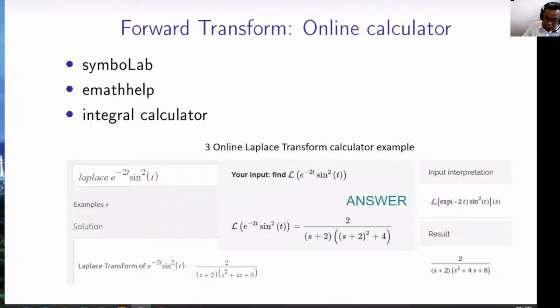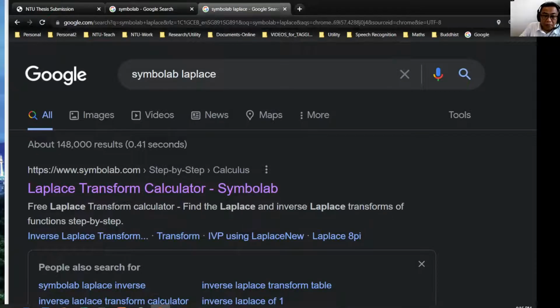What happens when you do not have the Laplace transform of a function? Well, you can rely on several solutions. One is the online calculator. You can use Symbolab, eMathHelp, or Integral Calculator. I'll show you one of them now. Type Google Symbolab Laplace. The first entry is the Laplace transform calculator from Symbolab.